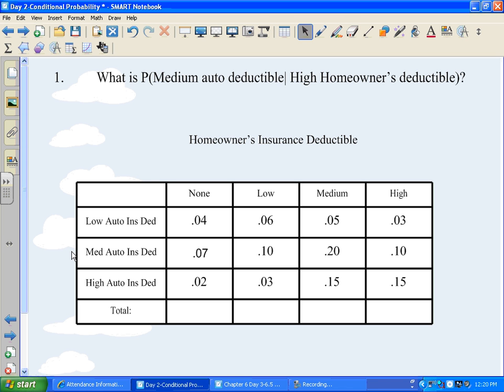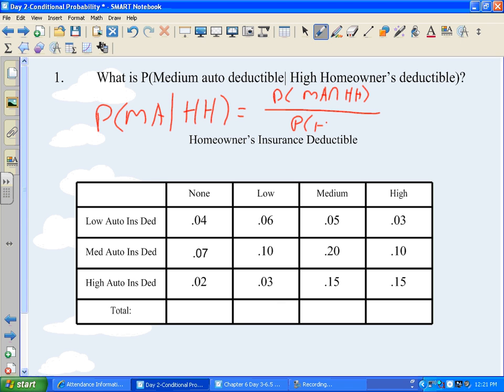Okay. Meanwhile, back at the insurance stuff. What is the probability that you have, and I think we covered this yesterday, a medium auto deductible given that you have a high homeowner's deductible? The catch in this problem, it's the same formula. How many people already ran this problem? Anybody have an answer yet? A couple of you? This is a conditional probability: the probability of medium auto and high homeowners, the probability of them both, divided by the probability of high homeowners.